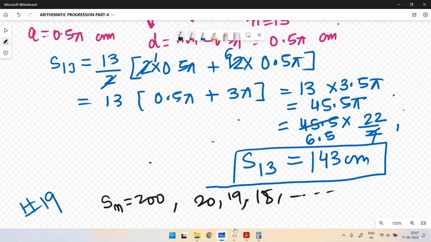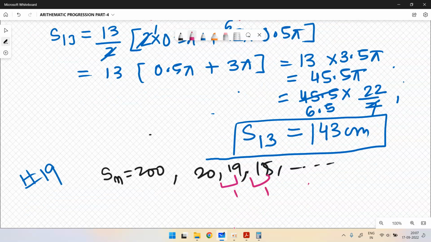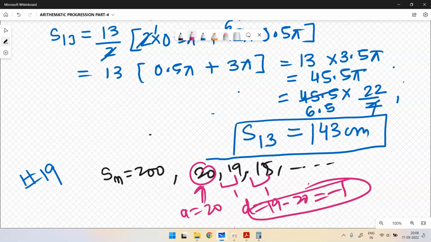You see that this forms an AP because the common difference is 1. We can directly see from here that a is 20 for the first term, and d is 19 minus 20, which is minus 1. So d is given to be minus 1. Now what we need to find is the value of n, how many rows, and a of n, the number of wooden logs in the last row.